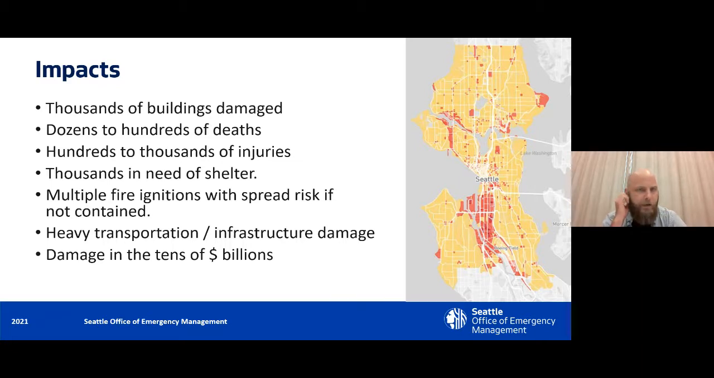One thing to note on here, and I'll talk about the SHIVA a couple of times, our Seattle Hazard Identification and Vulnerability Analysis. If you see that red pattern of where we expect the heaviest damage, a lot of that has to do with underlying soil conditions. So one of the resources listed on that one pager that we provided is the Seattle Hazard Explorer, and that's an interactive set of maps where you can go to learn a little bit more about hazards in the city and particular risks that exist for particular areas.